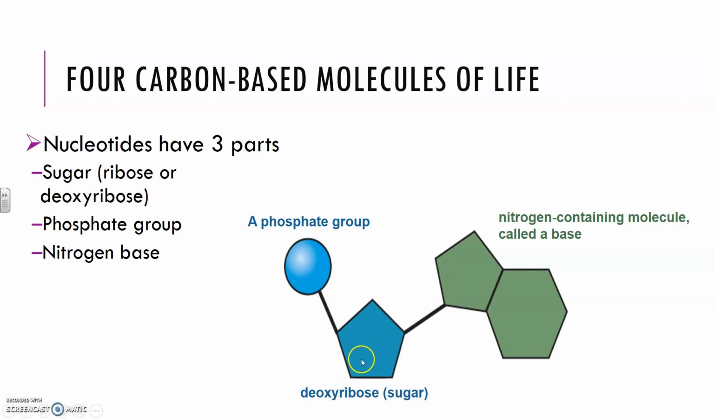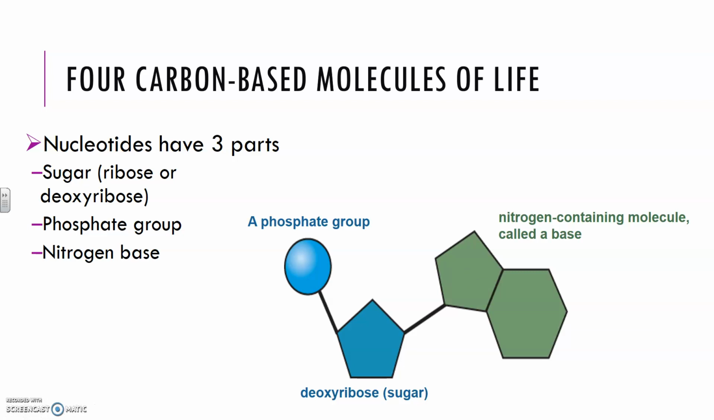You'll also notice that even though the sugars we talked about in the last section were mostly 6-ringed sugars, this one here is a 5-ring. Just a little interesting thing to note. And then you also have your nitrogen-containing base. These are the A, T, G, and C's that we looked at on the last slide.